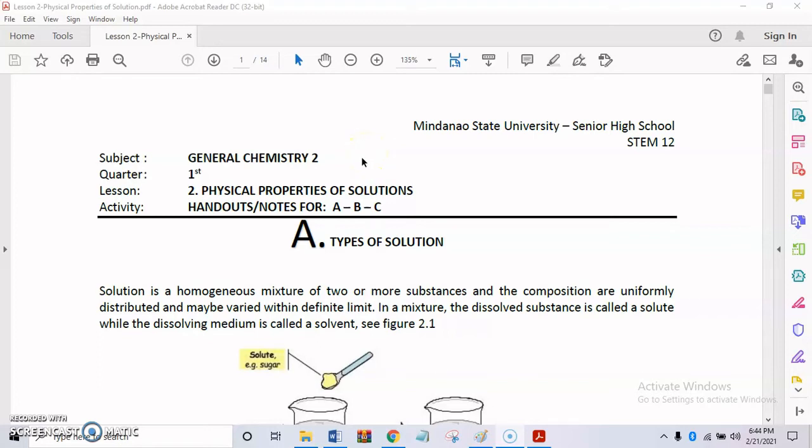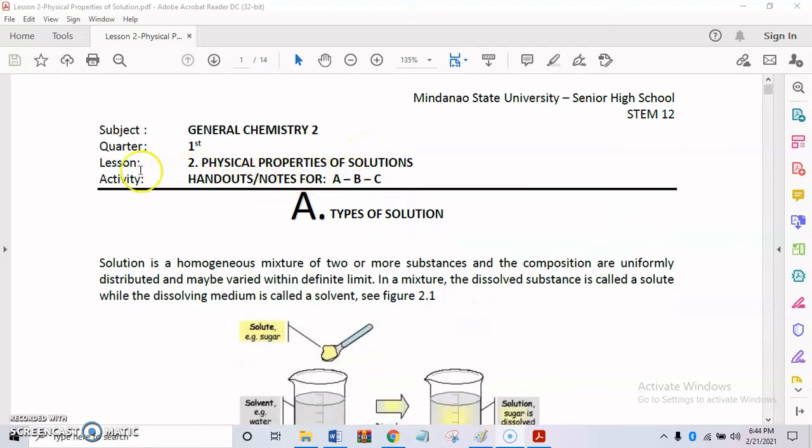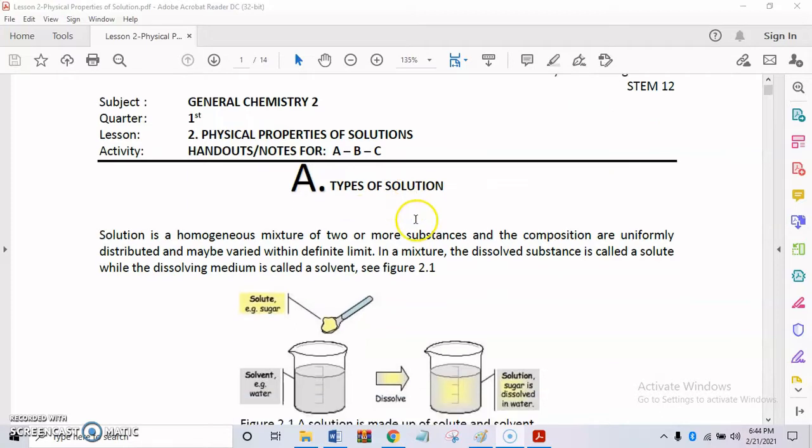Good day everyone! Let's discuss Lesson 2, Physical Properties of Solutions, and the activity handouts or notes for A, B, and C only. For A, types of solution.